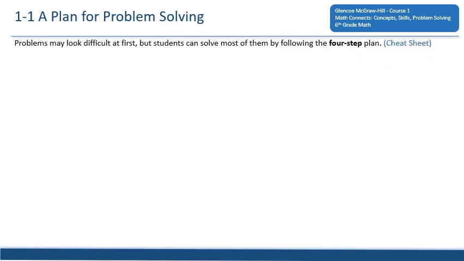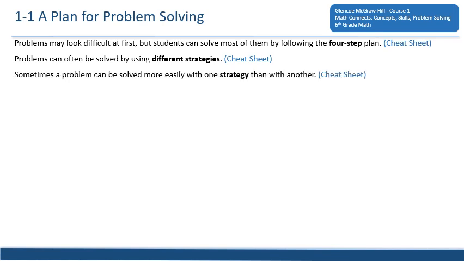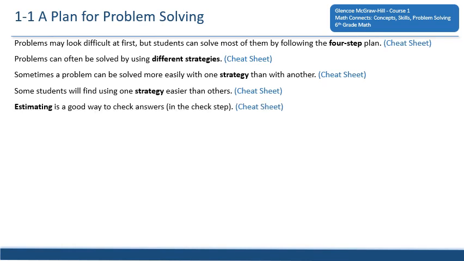Problems may look difficult at first, but students can solve most of them by following the 4-step plan. Problems can often be solved by using different strategies. Sometimes a problem can be solved more easily with one strategy than with another. Some students will find using one strategy easier than others. Estimating is a good way to check answers in the check step.